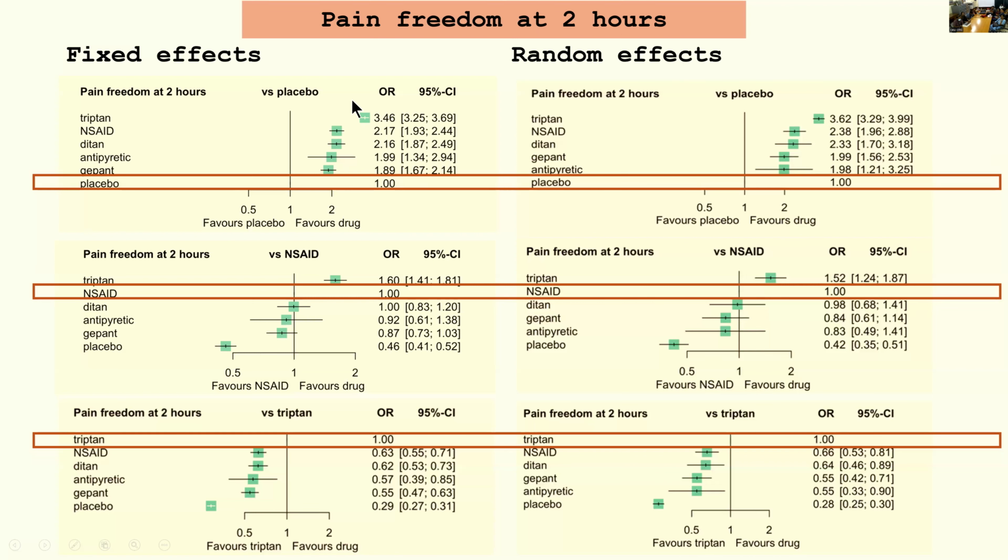So finally, they have presented the results as individual drugs, and they've also presented them as group drugs. So at pain freedom at 2 hours, they have done 2 kinds of analysis. They've looked at both the fixed effects and the random effects. So for example, if you want to see pain freedom at 2 hours with placebo as your reference, when you compare triptan to placebo, the odds ratio is 3.46 and the confidence interval is 3.25 to 3.69. And this is similar whether you use fixed effects or random effects. It didn't really matter which they used, but both seem to be similar.